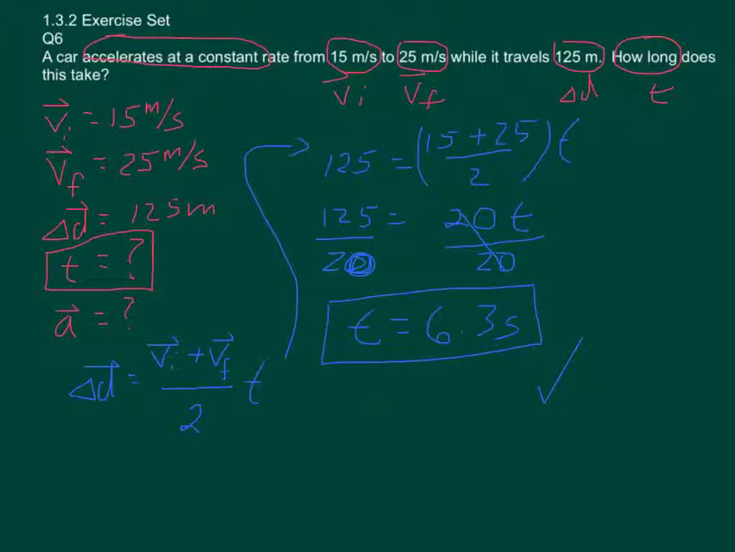Final statement. Look at your question. How long does this take? It takes the car 6.3 seconds to accelerate at a constant rate from 15 meters per second to 25 meters per second. Done. Therefore, right?